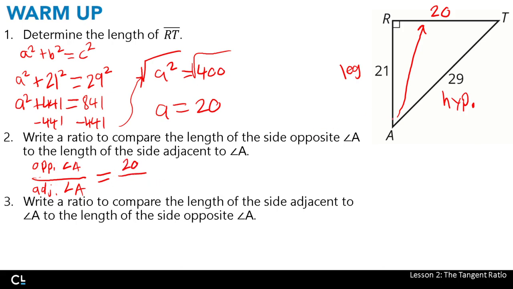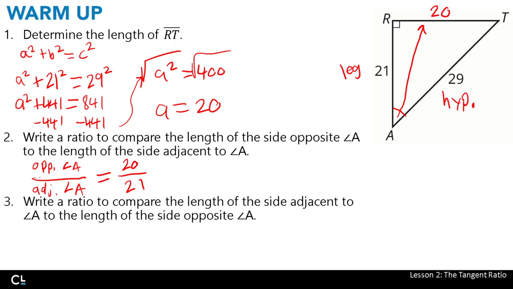And adjacent. Now, remember, adjacent means next to. But we have two that are next to angle A here, right? We have 21 and we have 29. So how do we know which one to use? Well, 29, we gave that special name. That's my hypotenuse. We're not going to use the hypotenuse when we have this leg here. So it's going to be 20 over 21, because RA is the side that's adjacent to angle A. So angle A is known as our reference angle in this one.